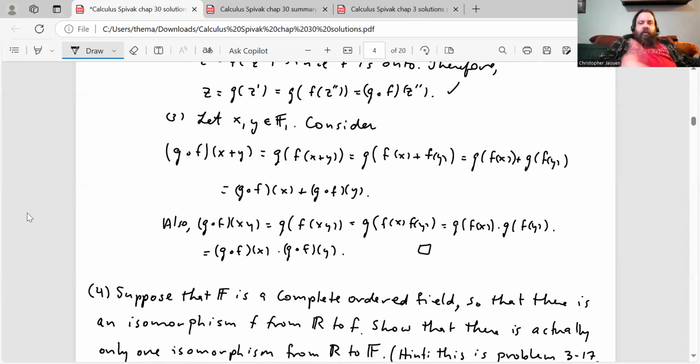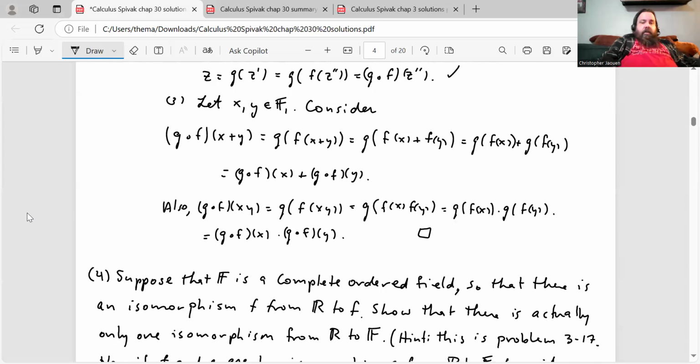Also, same thing for multiplication. G composed with f of xy is G of f of xy, which is G of f of x times f of y, again, because f is a homomorphism, which equals G of f of x times G of f of y, because G is a homomorphism, and that's the same element as G composed with f of x times G composed with f of y. Right, so G composed with f is a homomorphism. Those three things tell us that the function G composed with f is an isomorphism.